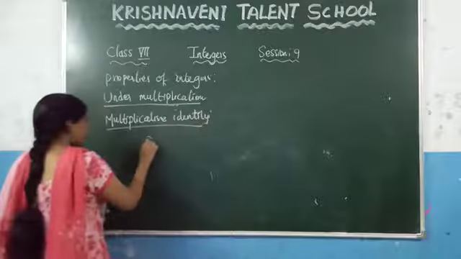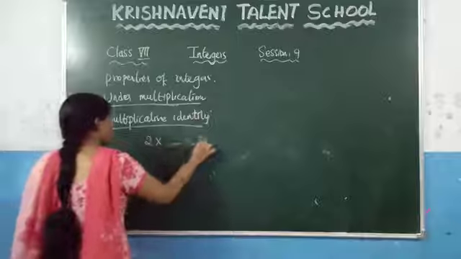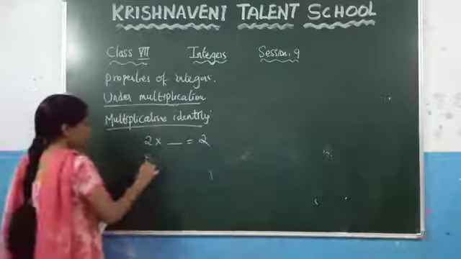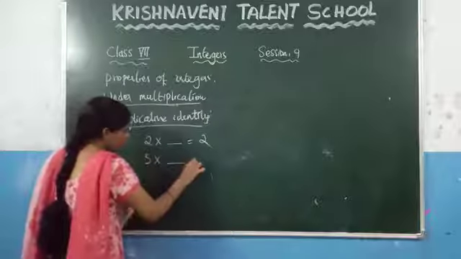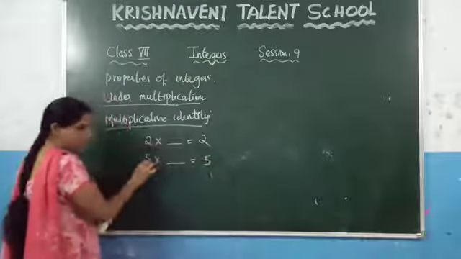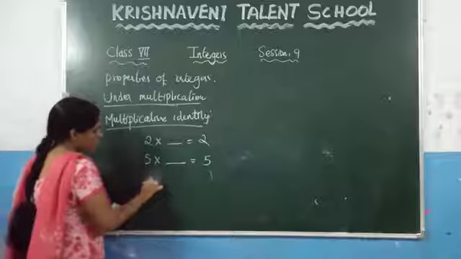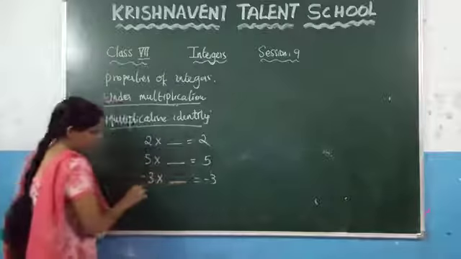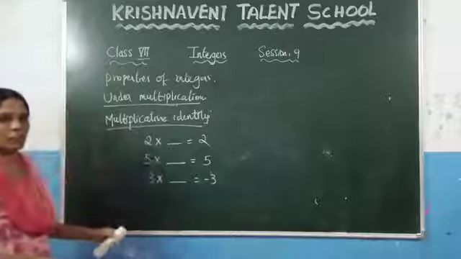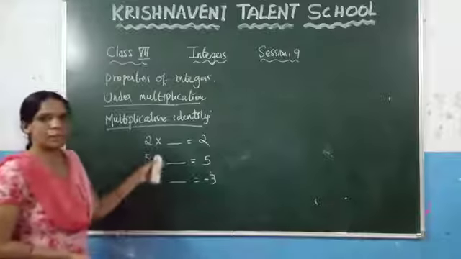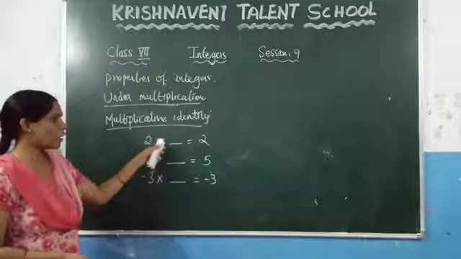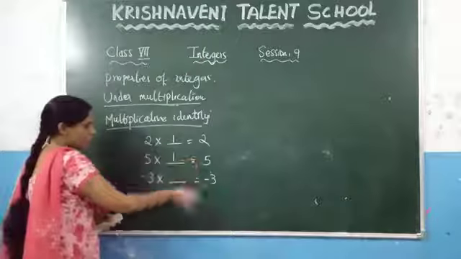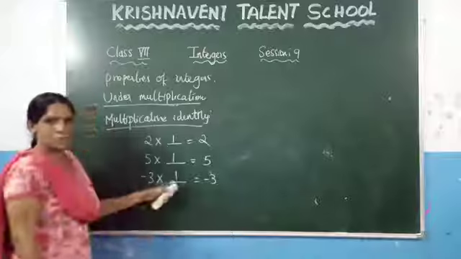What it states: consider one integer. If you need to multiply one integer such that you get the same integer. Consider one more, 5 into, you need to multiply one number such that you get the same integer. Consider minus 3 into some number, you have to get the same integer. Which number do you need to multiply here? You know that any number multiplied by 1, you get the same answer. You know that 2 into 1 is 2, 5 into 1 is 5, minus 3 into 1 is minus 3.